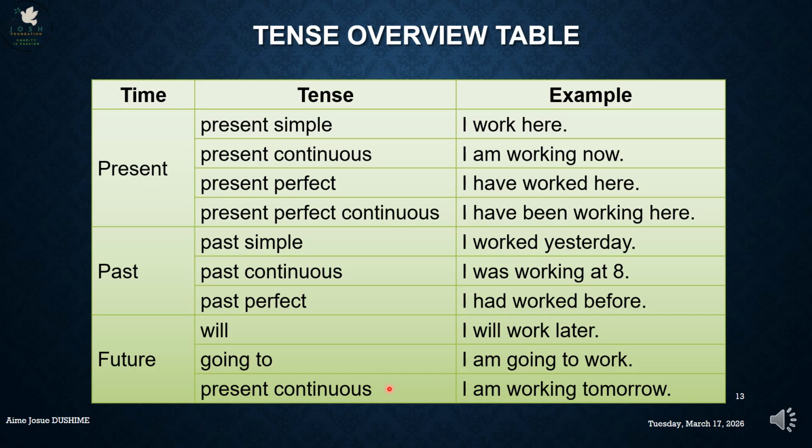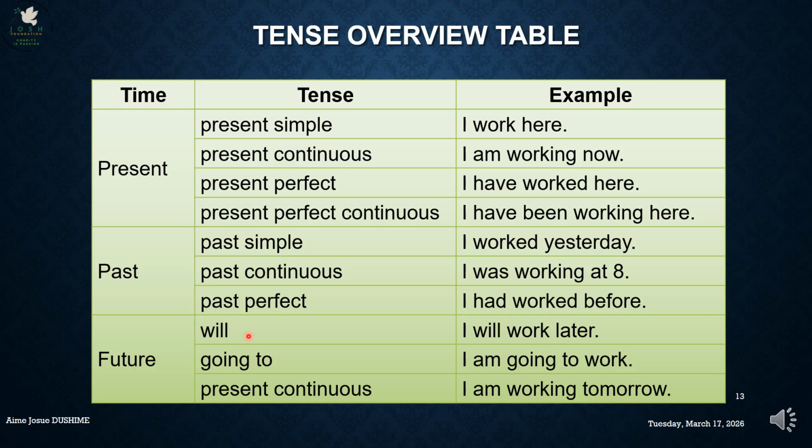Present continuous. We use the present continuous to talk about the future when we are talking about fixed future arrangements, having time and place. This example: I will work later. I am going to work. I am working tomorrow. The structure here: we use subject plus will plus V1. You use shall only with I and we. Don't use shall on other subjects. In modern English, that's the structure.